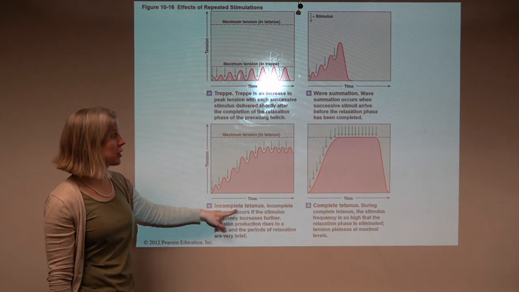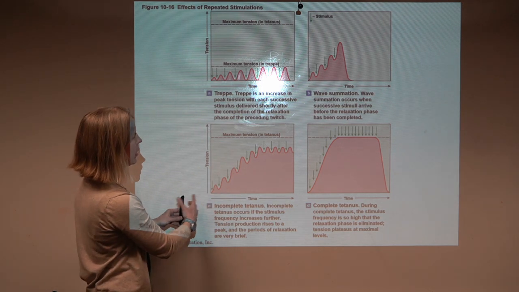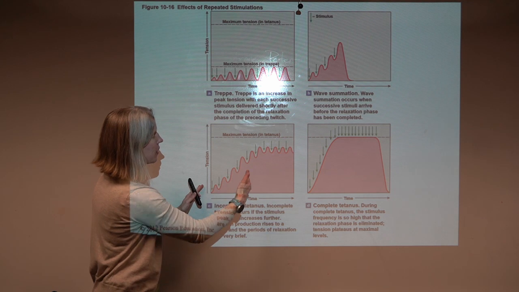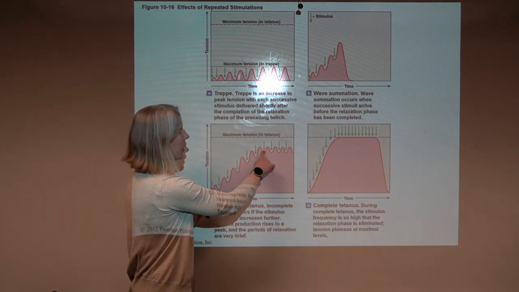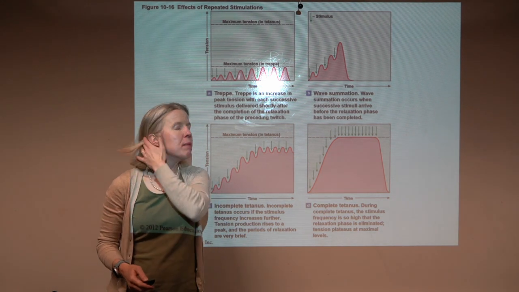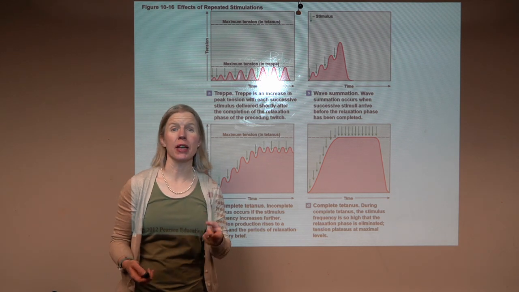Same thing here in what's called incomplete tetanus. I know this is a little hard to see, but these are more frequent, right, faster than what's going on up there, and so we start getting an even higher amount of tension produced. Most of this seems to have to do with the amount of calcium in the cell.